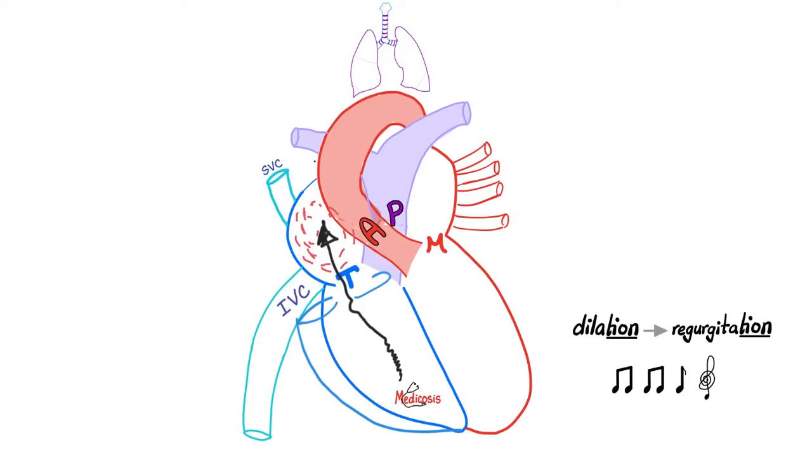Eventually, the right atrium will enlarge. And if we do ECG, we can find signs of right atrial enlargement, namely the P pulmonale, which is a tall P wave, taller than normal.